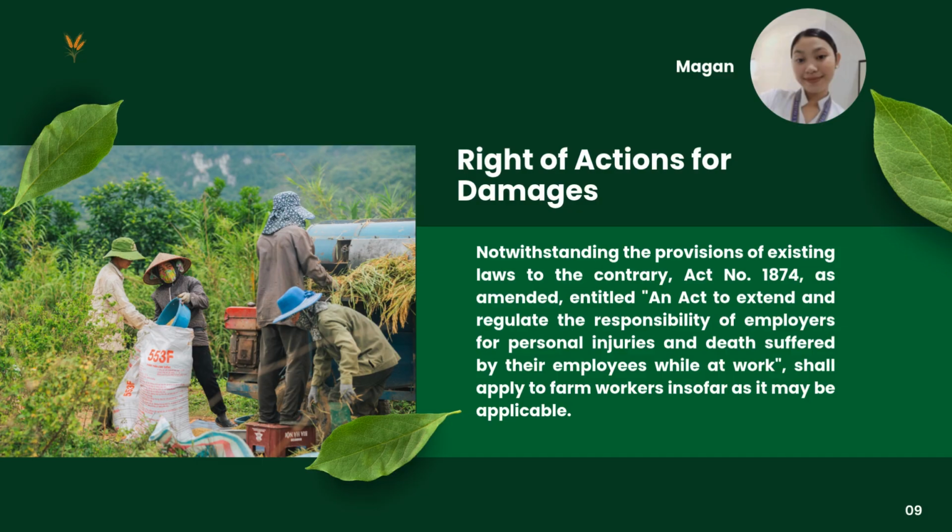For example, a farm worker is seriously injured due to a malfunctioning piece of farm equipment that the farm manager knew was defective but failed to repair. Under Republic Act number 1874 as amended, the farm worker has the right to take legal action against the employer to seek damages for their personal injuries. This claim could cover medical expenses, lost wages, and other compensation resulting from the employer's negligence.